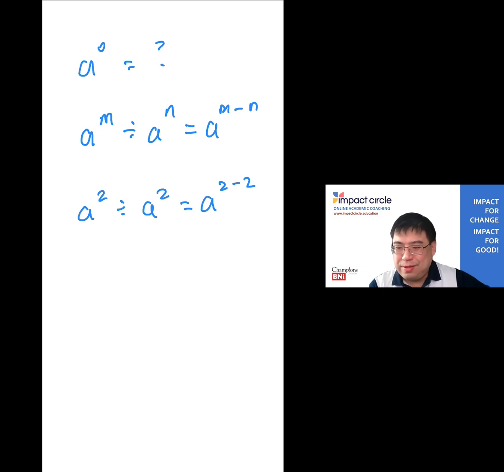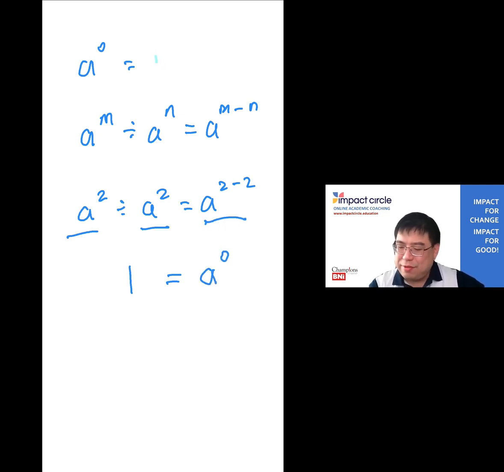By the way, what is a number divided by itself? You always get 1. You must know this general principle: a number divided by itself is 1. These two are the same numbers, so if you divide it by itself, the left side will be equal to 1. But what does the right side become? 2 minus 2 is 0, so the right side becomes a to the power of 0. And there you have it: a to the power of 0 is equal to 1.